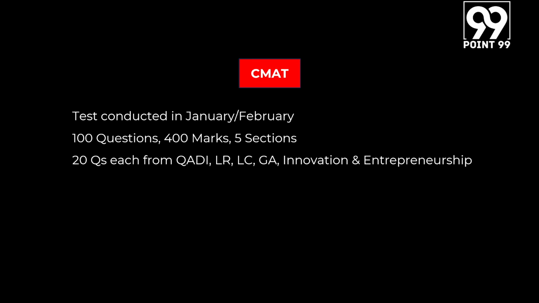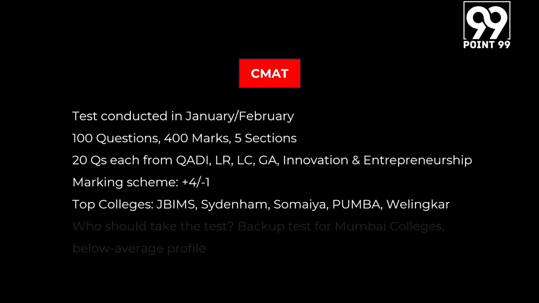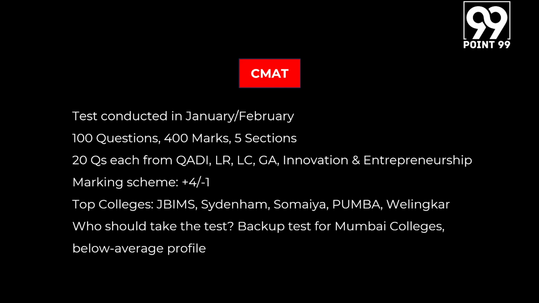GA is general awareness. And I and E is a section that is very particular to the CMAT, which talks about innovation and entrepreneurship. The marking scheme is +4 for every correct answer, -1 for every incorrect answer. The top colleges through the CMAT include JBIMS, Sydenham, Somaya, Pumba, Wellinkar, and practically a lot of colleges that consider the CET as well. Now, this is a nice backup test for people who are looking at Mumbai colleges and have a below average profile. So if you fall into these brackets, do look at the CMAT as an option.